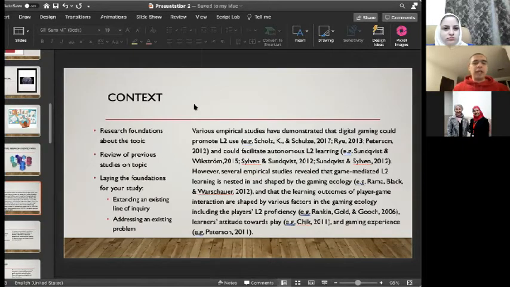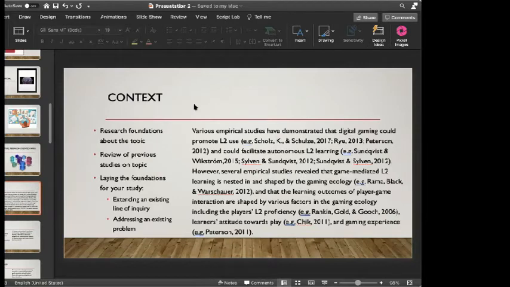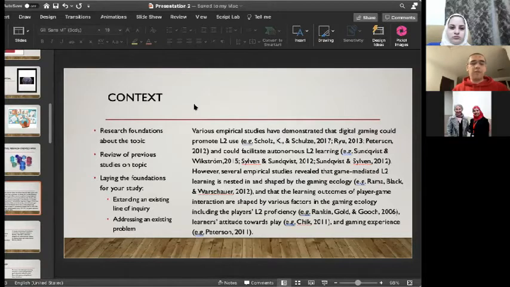So the first thing you want to introduce in your research is the context of the study. What are the research foundations of this topic? You want to tell the reader what the research says about this topic by reviewing previous studies. This way you're laying the theoretical foundation for your study by showing that it's extending an existing line of inquiry or addressing an existing research problem.